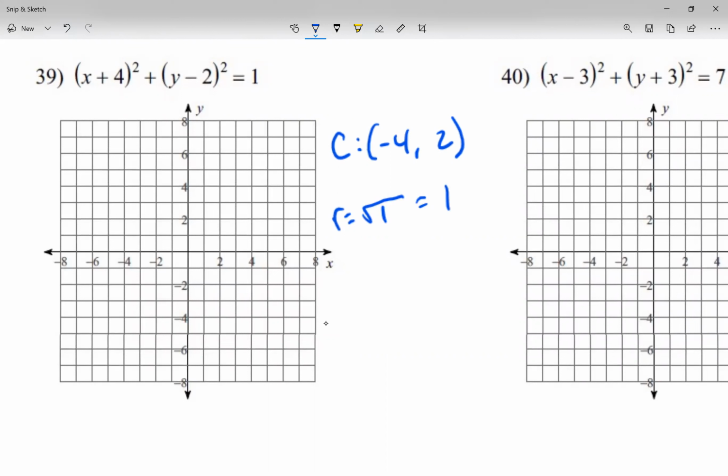So let me plot my center first. -4, 2. That's right there. The radius is 1. So from the center, I'm going to go 1 each direction. So 1 up, 1 down, 1 to the right, and 1 to the left. All right, so I can just draw my circle going through those points. Again, this gives me a very good idea. Freestyling, it's hard to draw circles, but that gives me a very good idea.